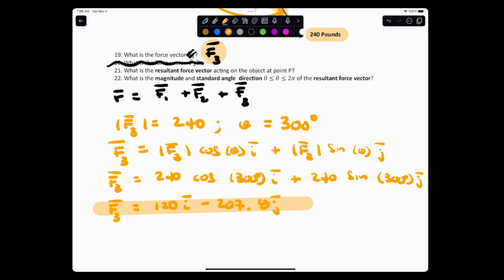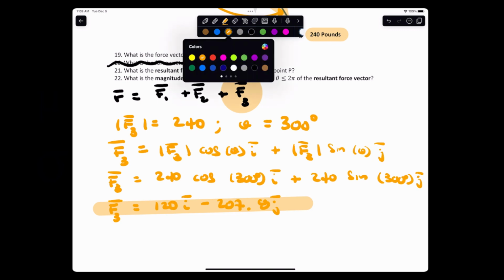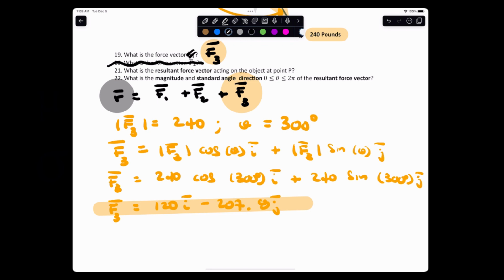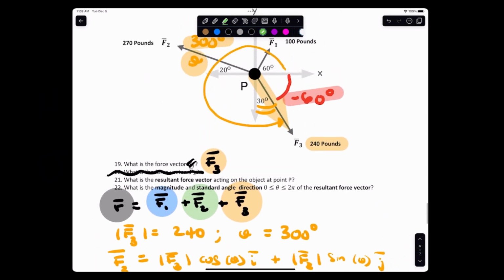Okay, so we got the third vector. So if you said, how am I going to get this resultant vector? This is a new resultant vector. Well, we're going to have to add R1, which we already have, or F1. And we're going to add, I believe, F2, what we already have. You guys okay with that?